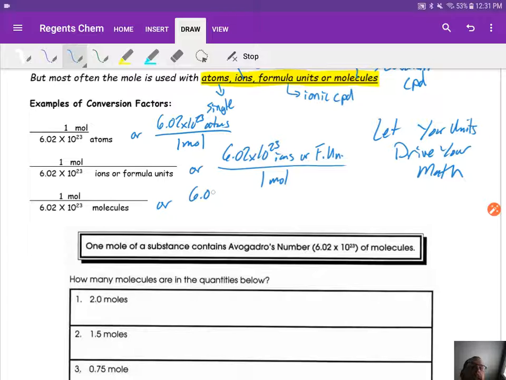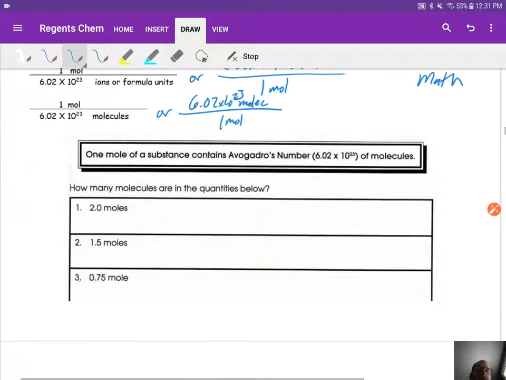And the last one, 6.02 times 10 to the 23rd molecules. You'll see me abbreviate molecules as molec. Notice mole, guys, that is the standard abbreviation for mole, even though it's one letter shorter. They still will do it that way. So let's jump into a couple problems.